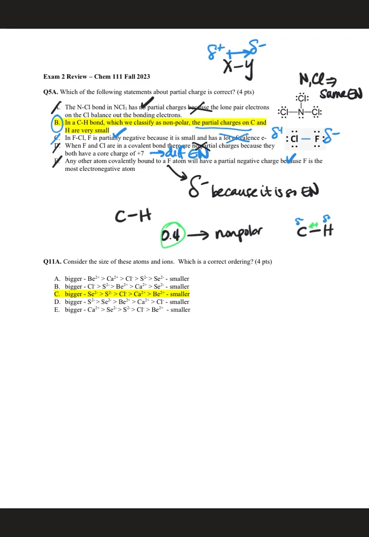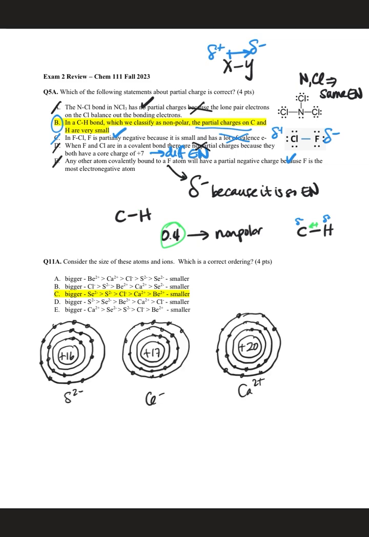And I'm going to pause my video. I'm going to draw a bunch of shell diagrams, and then we'll talk about why it makes sense that they're in this order. So I'm going to start with sulfide, chloride, and calcium. One thing you can see from the shell diagrams that I've drawn is that these are isoelectronic. So they all have 18 electrons. They're isoelectronic with argon.